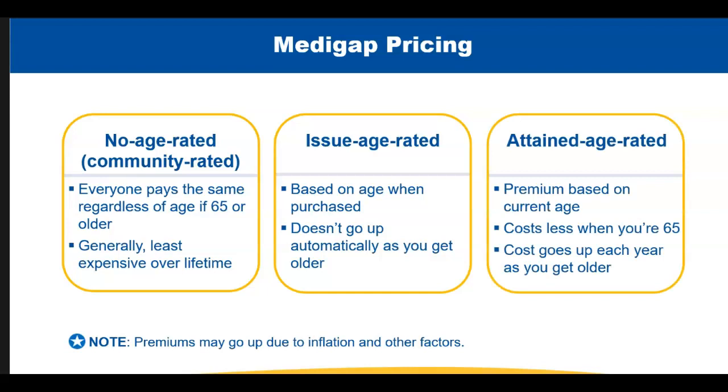And the third kind is called attained age rated, which actually doesn't stay the same as you age. So when you buy it at 65, it's one price. The premium could be higher when you're 75. Those are the three different ways that plans can be rated. And then, of course, it's possible inflation may change the fact that you thought you had a set premium, or other factors may end up raising the premium price. These are the basic three ways that plans are what's called graded.